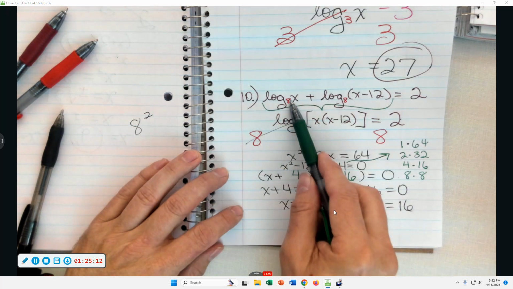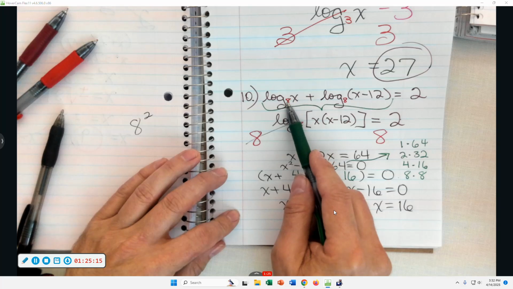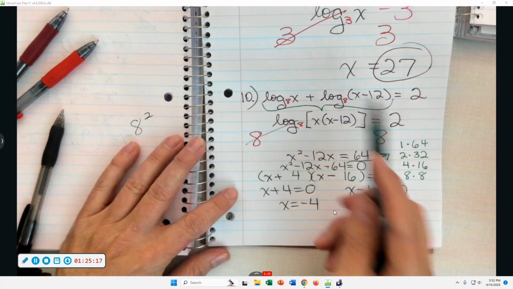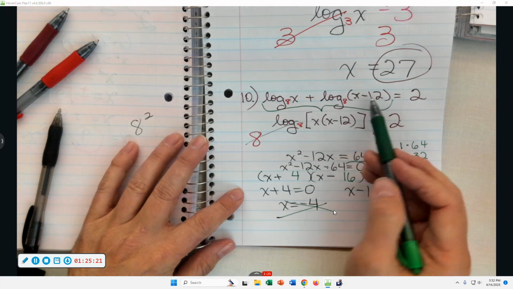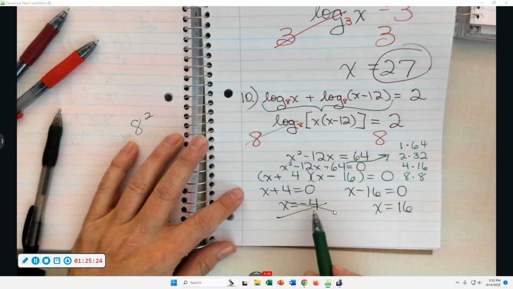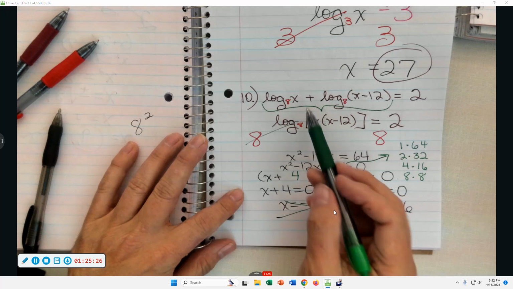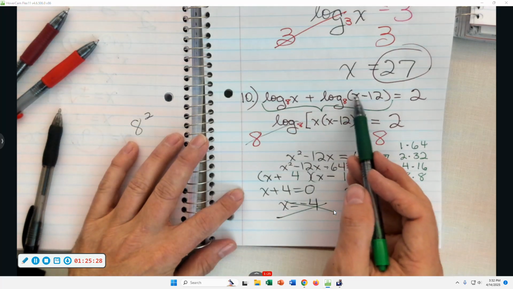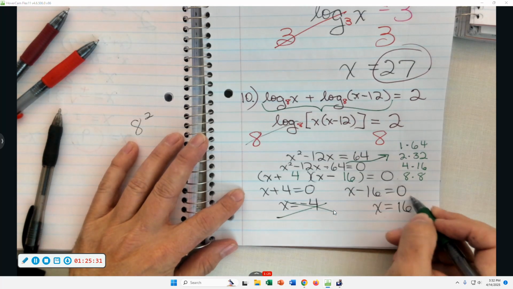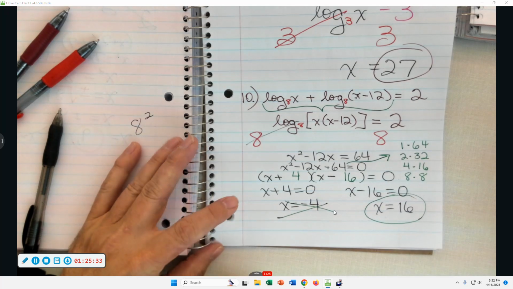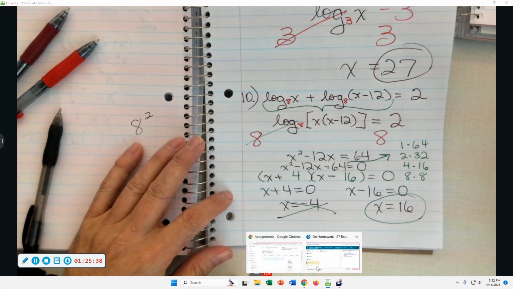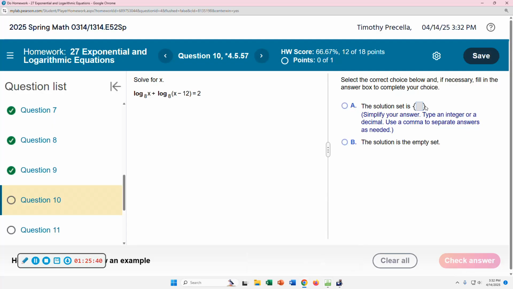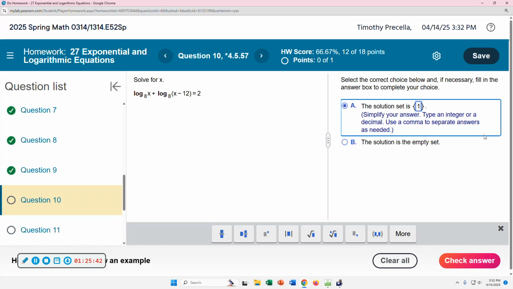Negative 4, if you plug it into that argument, you have the log base 8 of negative 4. That is not allowed. Or if you check here, negative 4 minus 12, either one, you're going to get a negative argument, discard it. But 16 is positive, 16 minus 12 is positive. So 16 is acceptable. Notice he circled x equals, but all you type in is 16. Yeah, you're right. I should not have done that.